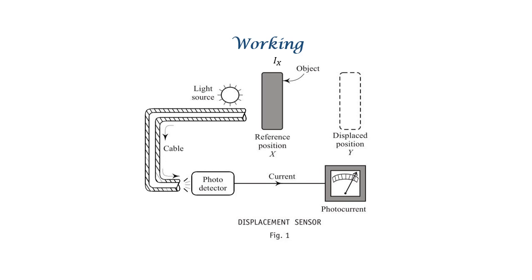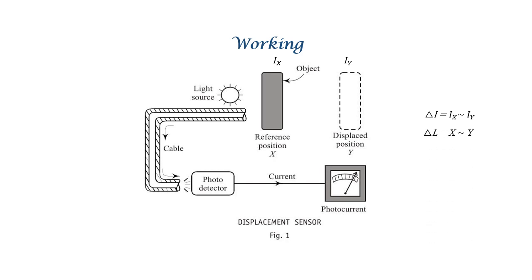Next, the object is moved to occupy a different position Y. Due to the change in the distance, the intensity of light entering the cable changes. Let the corresponding photocurrent be Iy. Then the difference in photocurrent, delta I equal to Ix minus Iy, is proportional to delta L, the displacement of the object, given as delta L equal to X minus Y.